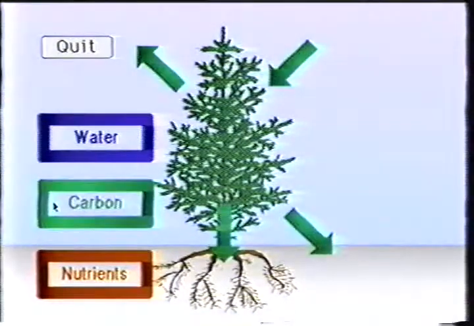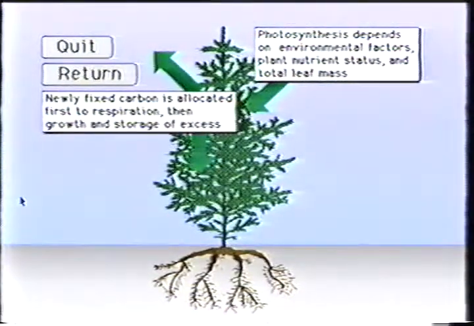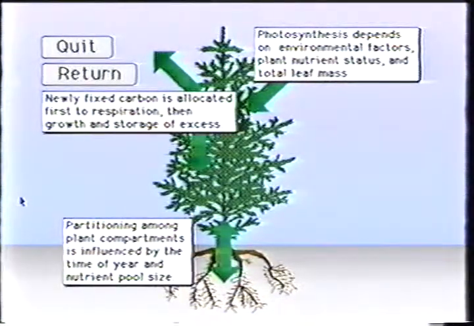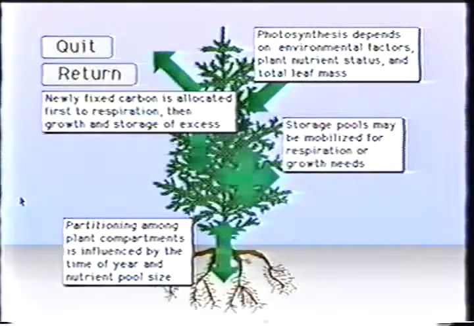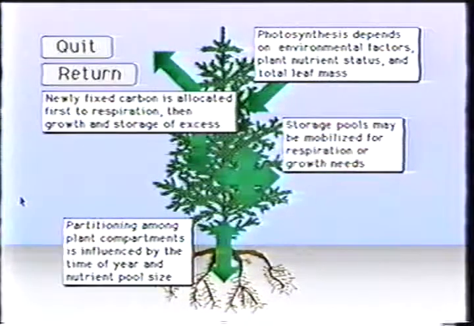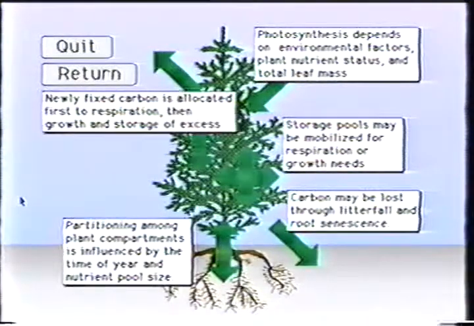Now we'll look at the carbon cycle. Photosynthesis depends on environmental factors, plant nutrient status, and total leaf mass. Newly fixed carbon is allocated first to respiration, then growth, and finally storage of excess. Partitioning among plant compartments is influenced by the time of year and nutrient pool size. Storage pools may be mobilized for respiration or growth needs. Carbon may be lost through litterfall and root senescence.